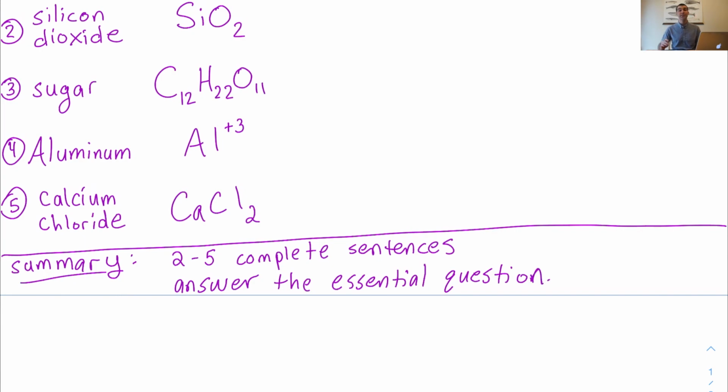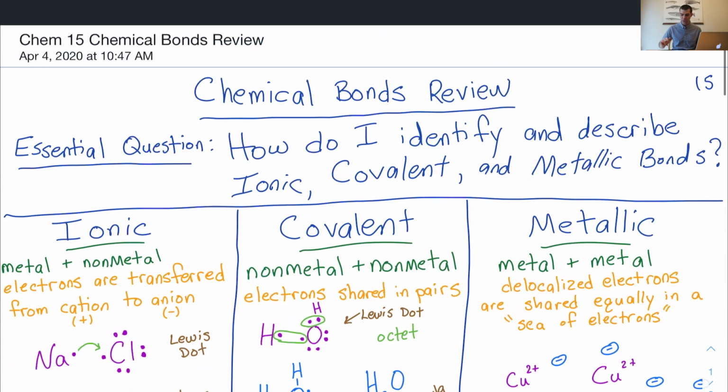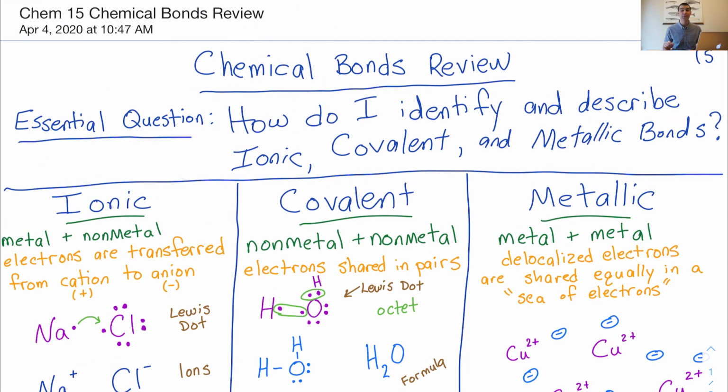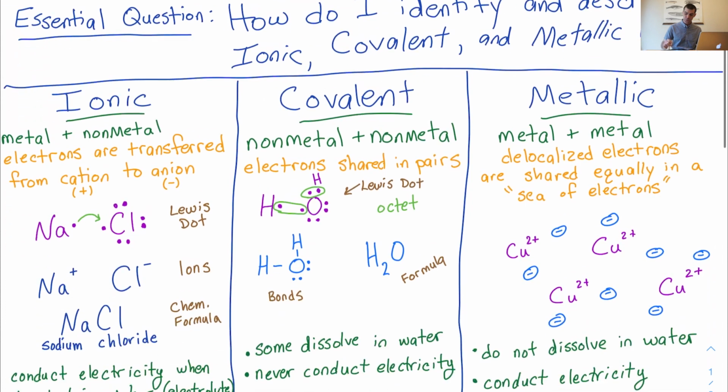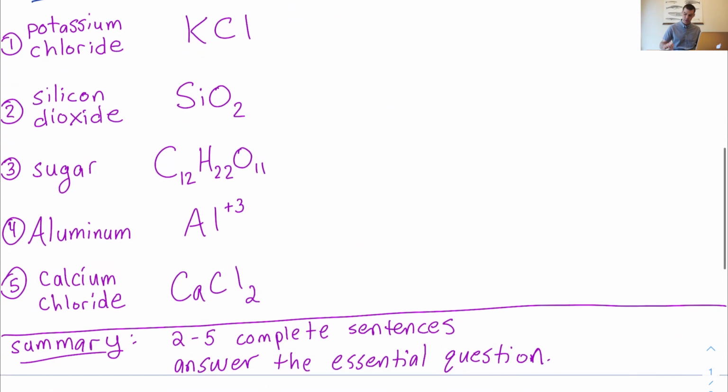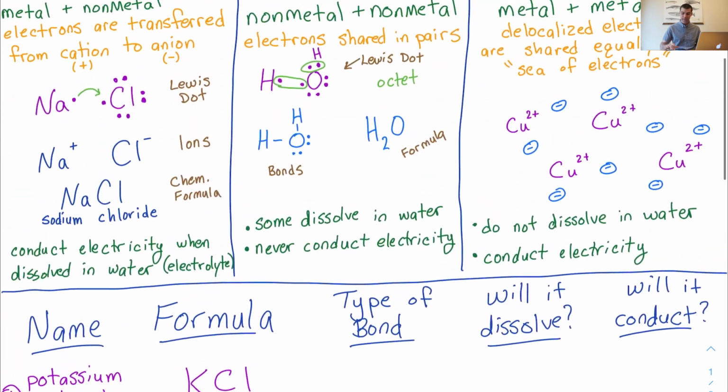I always like to make essential questions just a really good question that would be a good essay question on a test. How do I identify and describe ionic, covalent, and metallic bonds? Wouldn't that be a great test question? Or wouldn't that be a great thing to answer? Use these notes right here and write 2 to 5 sentences at the bottom. How do you identify and describe?